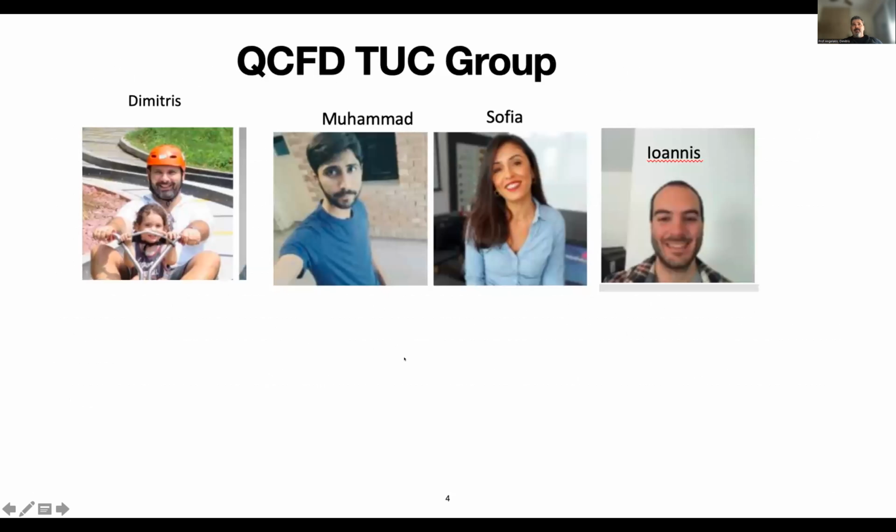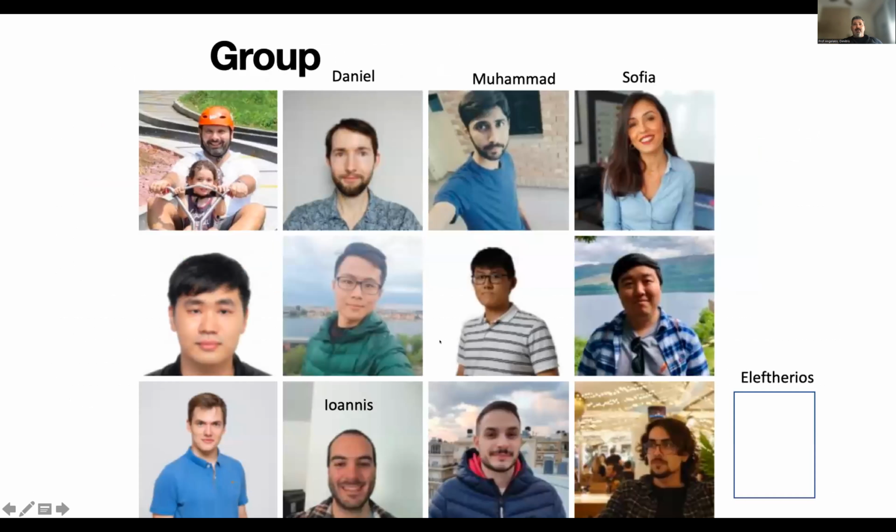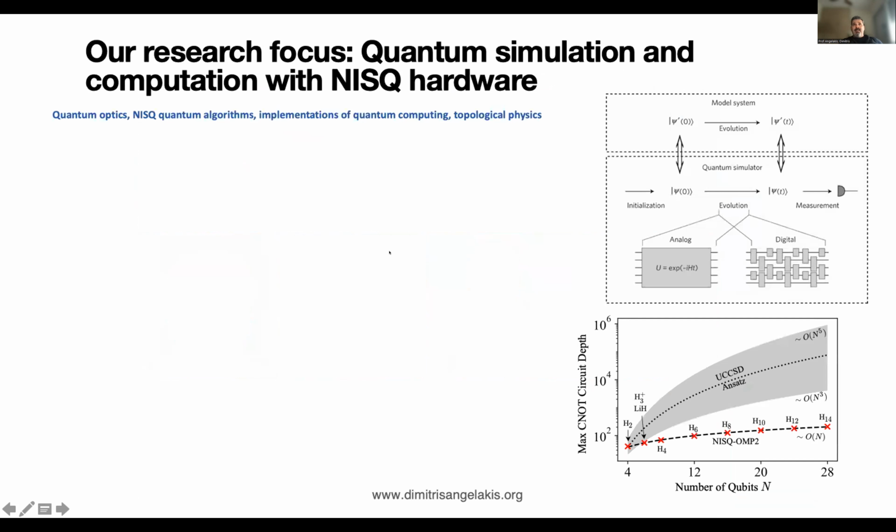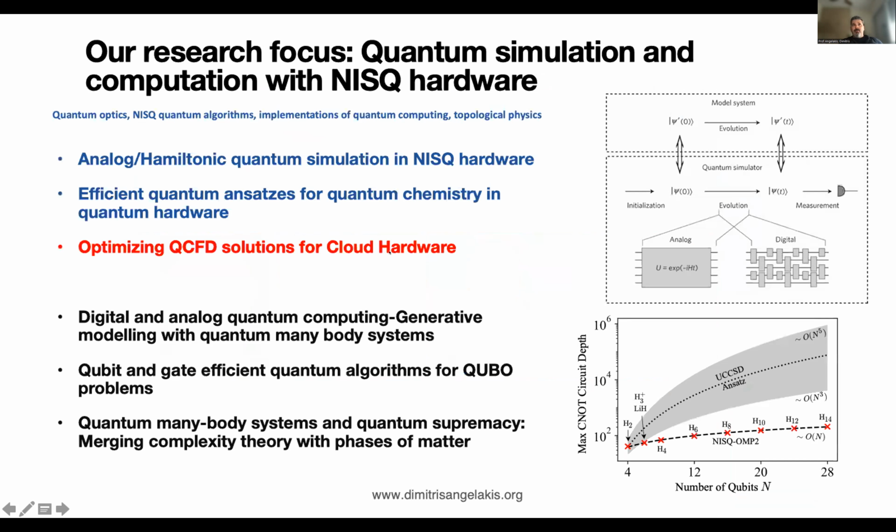A few words on the team. They are in the call, some of them now. Mohammed is collaborating, visiting RF. Sophia will join us soon, and Ioannis already joined. These are part of a bigger team that works on different things, including some NISC implementations of different phenomena. And I will say a few words on what we do and where we are now in a bit more detail on the technical side.